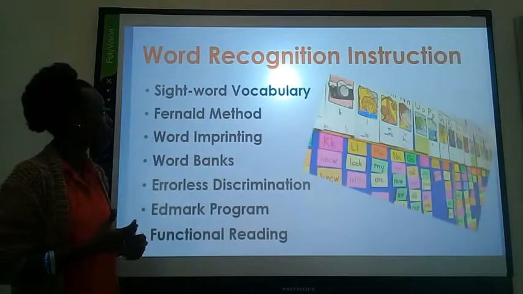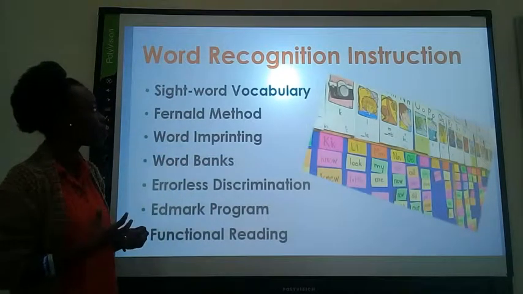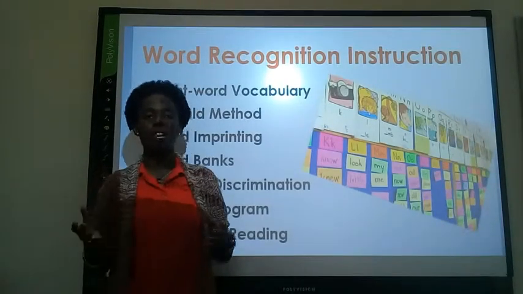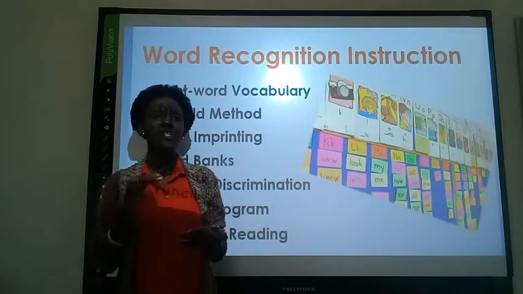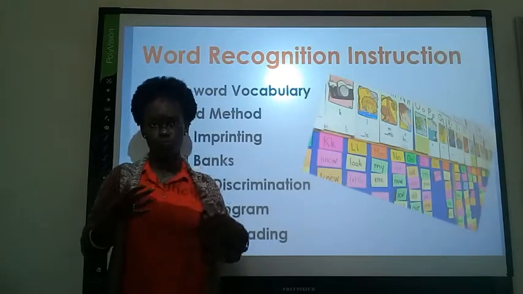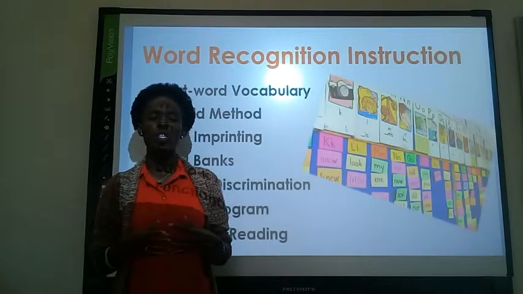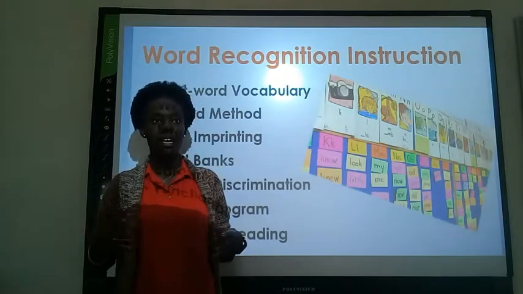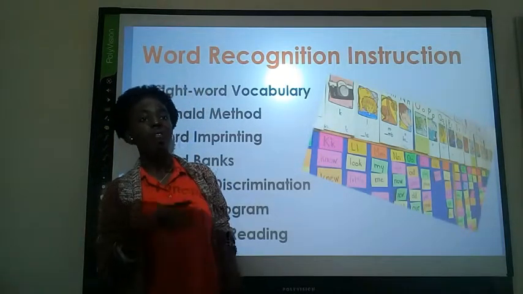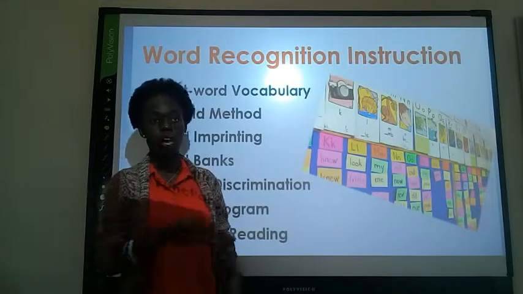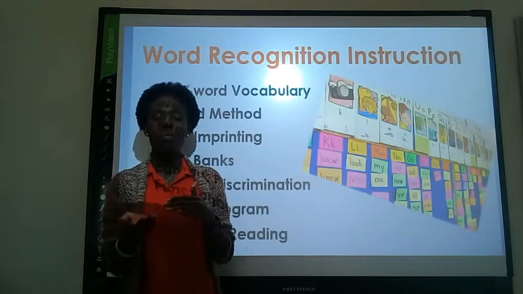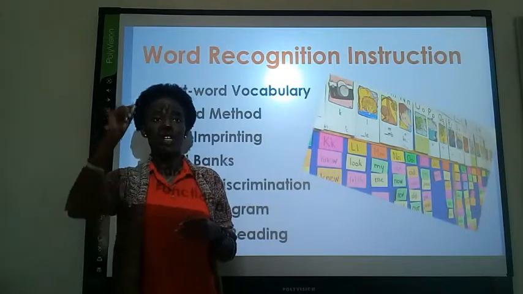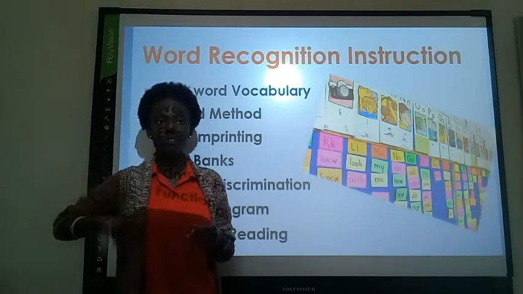The next form of instruction is the Fernald method. With this method, it uses a multi-sensory approach, so that's using language with visual, kinesthetic, and tactile techniques. There are 4 steps to this method. You would get a word from the student, right? You write the word out for the student, large enough so that they can trace it comfortably.